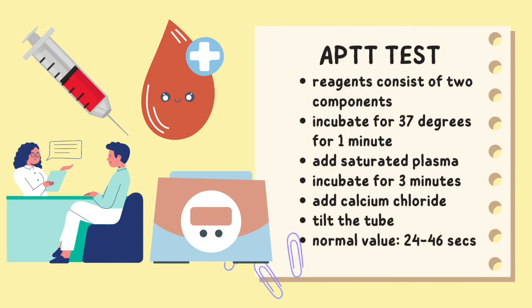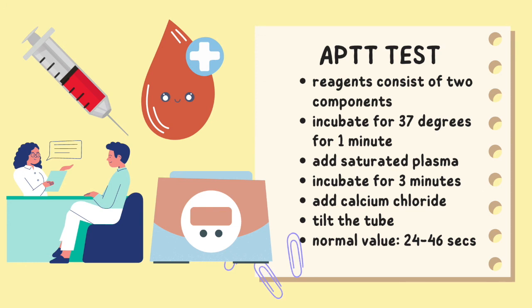For APTT test, specimen collection and preparation is the same as the PT test. However, the reagents consist of two components, a platelet substitute phospholipid and an activator such as kaolin, micronized silica, and ellagic acid. So after collecting and preparing the specimen, we incubate the APTT reagent at 37 degrees Celsius for 1 minute, and then we add the citrated plasma or control and incubate it for 3 minutes.